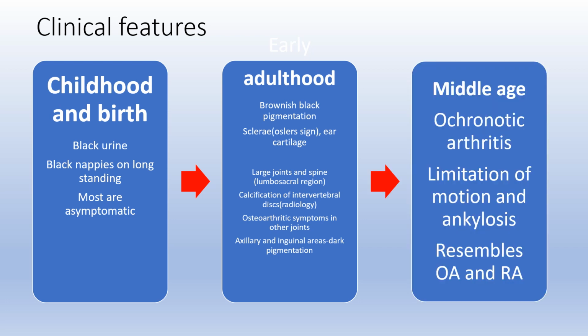The last age group is usually middle age, in the fifth or sixth decade, where the usual complaint of the patient is ochronotic arthritis with limitation of motion and ankylosis. This resembles osteoarthritis and rheumatoid arthritis as far as the presentation is concerned.